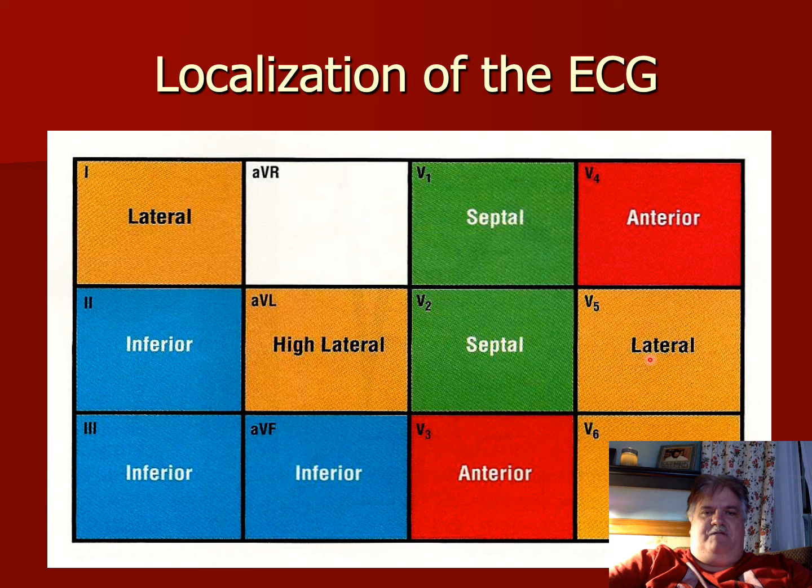Finally, we have leads 5 and 6, looking for ischemia, injury, infarction. Now these are low lateral. To look at high lateral, we're looking at lead 1 and AVL for ischemia, injury, infarction. Once you've checked all those, your job is done.